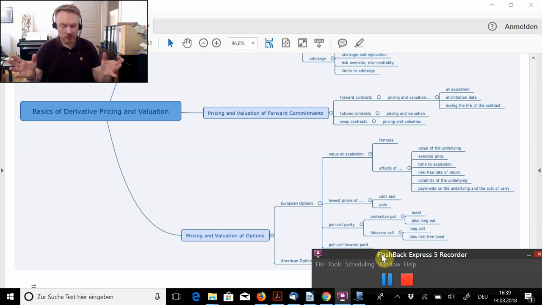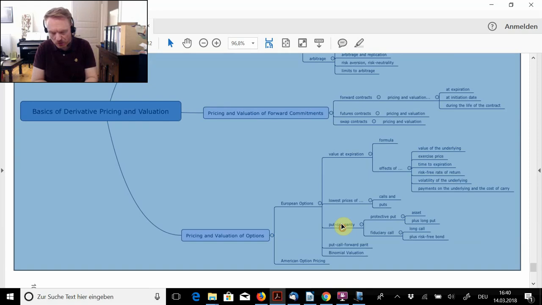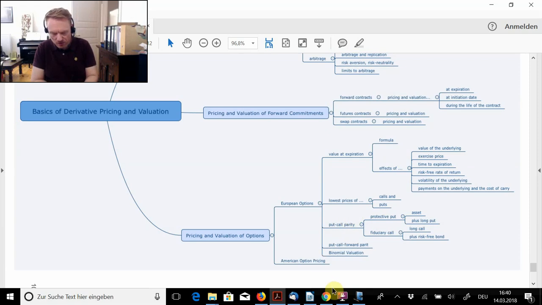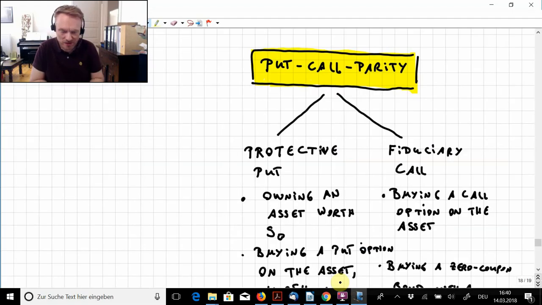We need to talk about the put call parity. We need to be talking about the fiduciary call and the protective put. As we can see in our mind maps for CFA Level 1, there are certain strategies when it comes to options, when it comes to call options and put options. And this strategy we'll be talking about is the put call parity. So what do we have in mind? There are two things, the protective put and the fiduciary call.